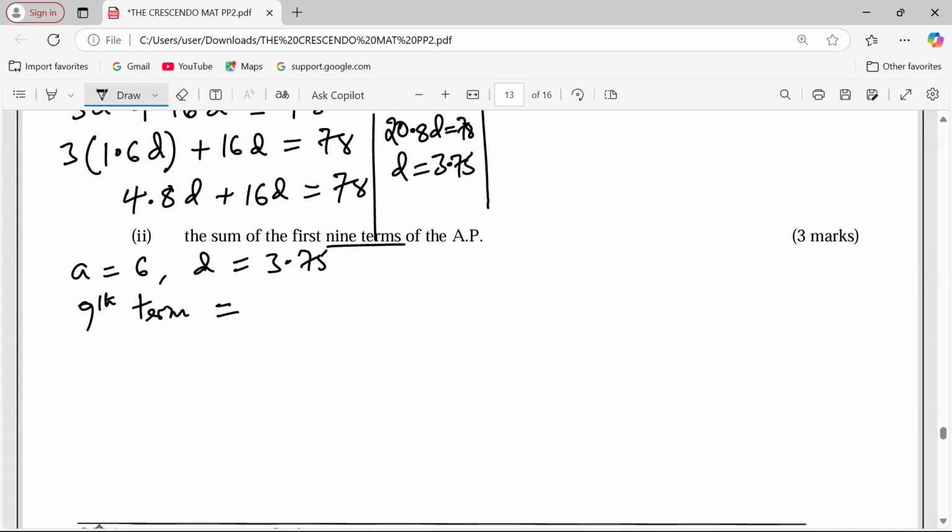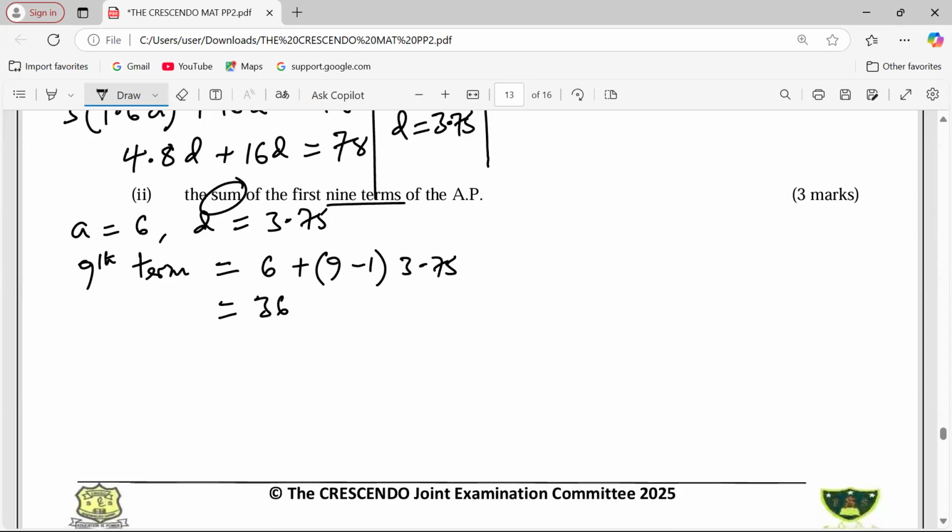The 9th term shall be, I know we need the sum, but allow me to get the 9th term first, which needs a plus 9 minus 1 into the common difference. So the 9th term shall be 6 plus 8 multiplied by 3.75. This shall be 36. So the 9th term is 36.